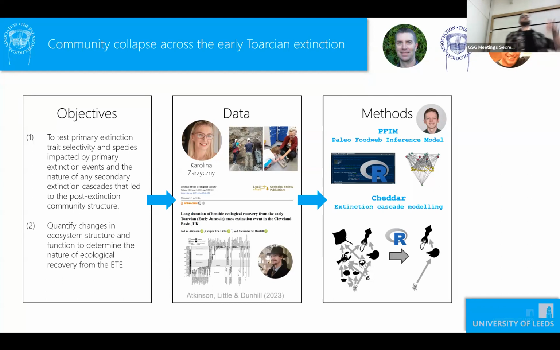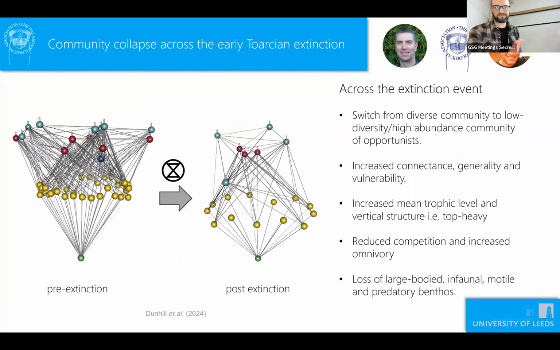And then we can do a sort of matching exercise and see which model of selectivity best reproduces what we actually see in the fossil record. So that's what we did. First of all, what happens across the extinction event?